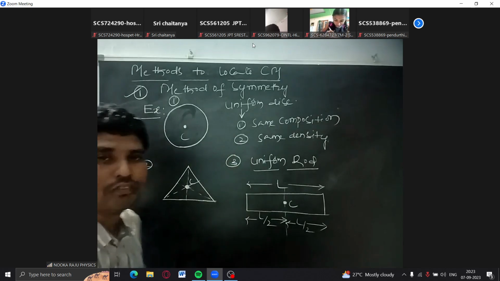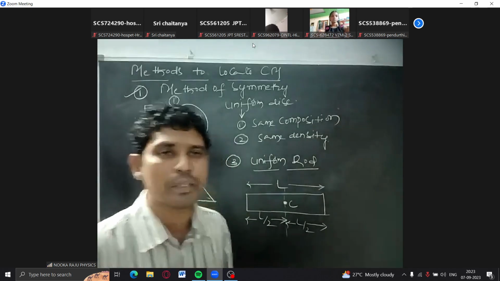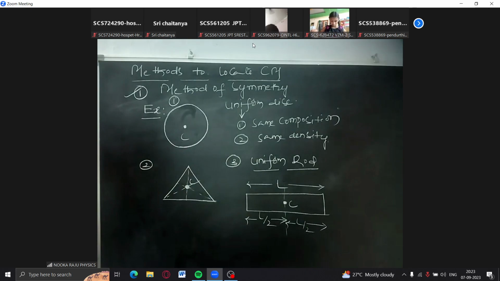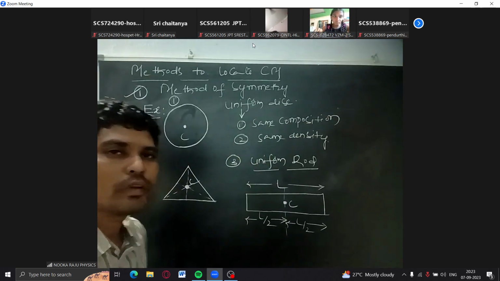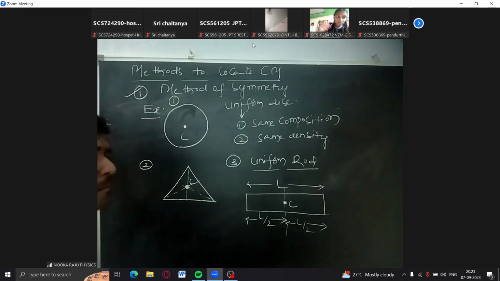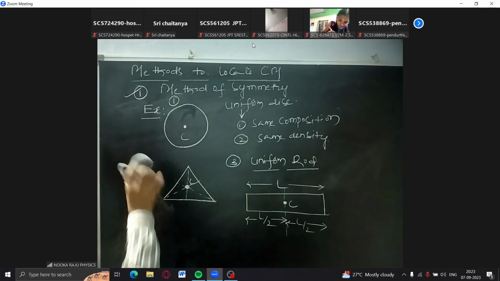These are a few examples of the method of symmetry. Based on the method of symmetry, I want to give one more example. So next.